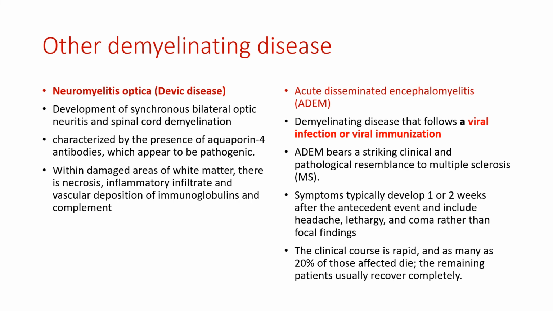The second demyelinating disease is acute disseminated encephalomyelitis, which is a diffuse monophasic demyelinating disease that follows a viral infection or a viral immunization. Symptoms typically develop 1 or 2 weeks after the event and include headache, lethargy, and coma. The clinical course is rapid, and as many as 20% of those affected die. The remaining patients usually recover completely.